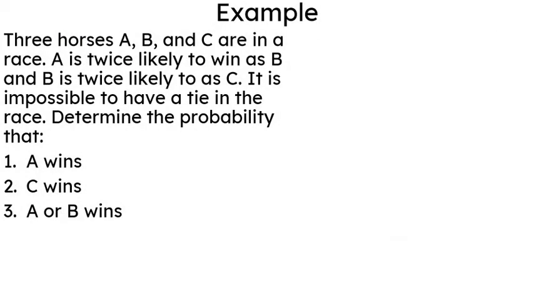Let's have another example. 3 horses, A, B, and C, are in a race. A is twice as likely to win as B, and B is twice as likely to win as C. It is impossible to have a tie in the race. So let's determine the probability that A wins, C wins, A or B wins. Pause the video and try to answer this problem.